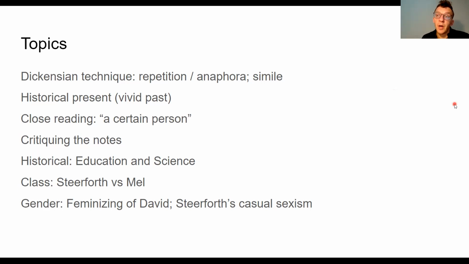We'll close read a passage from Clara Peggotty, and I'll try to offer a defense of her. At the same time, I will lightly critique what the notes have to say about that passage, and then also maybe speak to the notes in general. Two small pieces of historical context I'll bring up. I won't be analyzing them or explaining them thoroughly, but I will show you that these are moments in the text that you could put some pressure on and maybe explore your own personal interest. And then we'll look at a class confrontation between Steerforth and Mr. Mell, and end on a few bits of gender, specifically the feminizing of David. And there'll be a surprise about a fun piece of Dickensiana this past week. So let's get started.